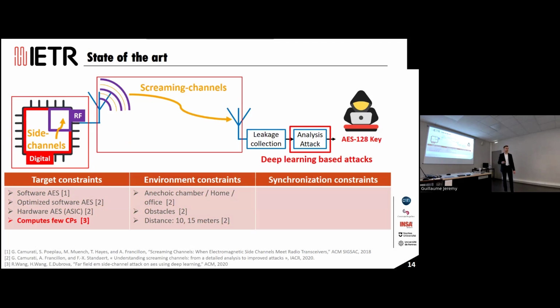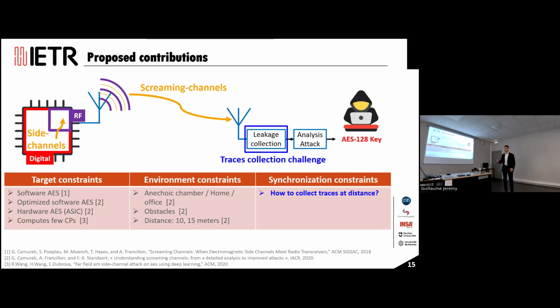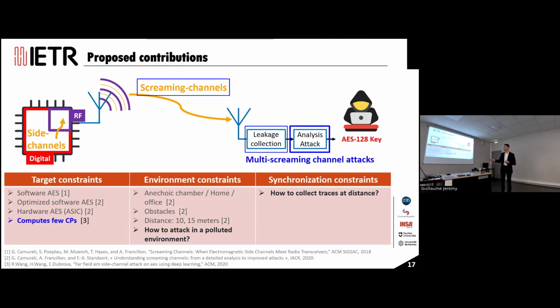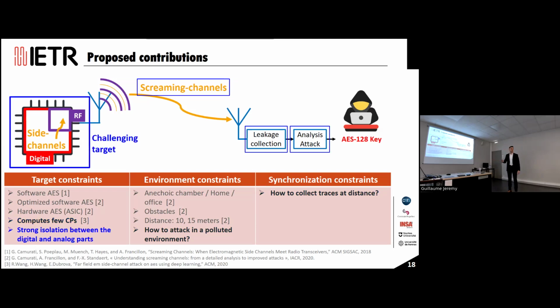And in this thesis, we are going to first handle the challenge of collecting traces at a distance. Then we will study the frequency diversity property of the leakage, the fact that the leakage is present at multiple frequencies. And this will be very convenient to attack in a polluted environment. And we will also use this frequency diversity property to propose new attacks that combine multiple frequencies together in order to reduce the number of traces that we have to collect. Then we will study this attack on stronger and more complex devices than the initial NRF device.